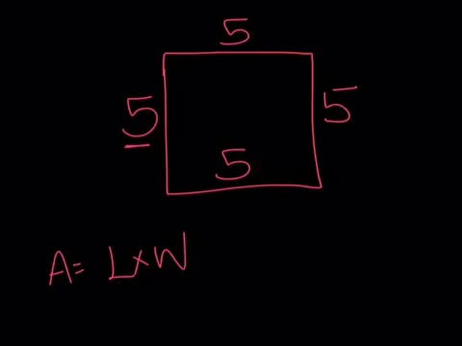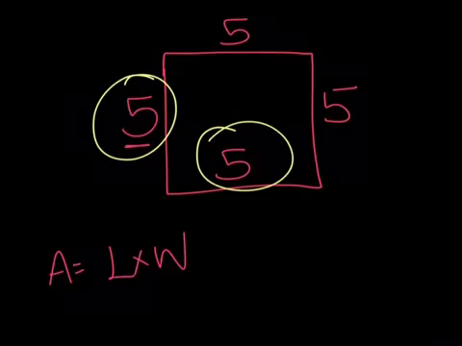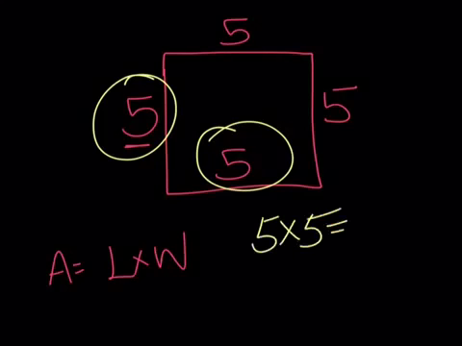So I want you to circle 2 of the measurements that you're going to use, length and width. So we're going to do 5 times 5. So 5 groups of 5, and that would be 25. And you can imagine that I would have an array on here.